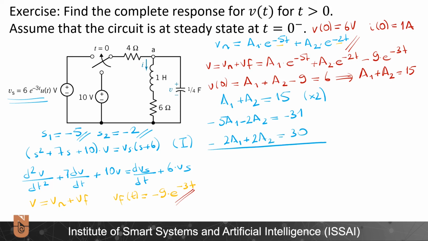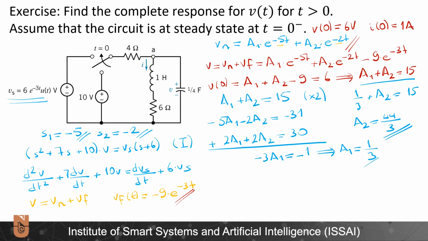Let us sum these two equations. I have minus 3a1 is equal to minus 1. From here, I calculate a1 is equal to 1 over 3. I can use this equation in order to calculate a2. 1 over 3 plus a2 is equal to 15. Accordingly, a2 is equal to 15 minus 1 over 3, which is 44 over 3.